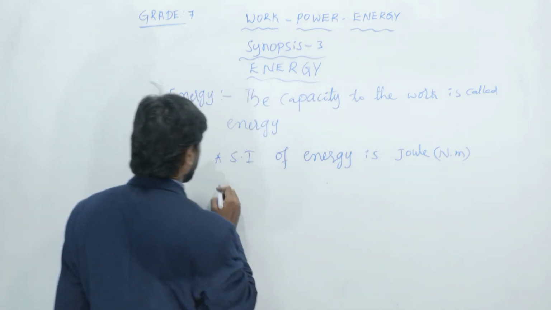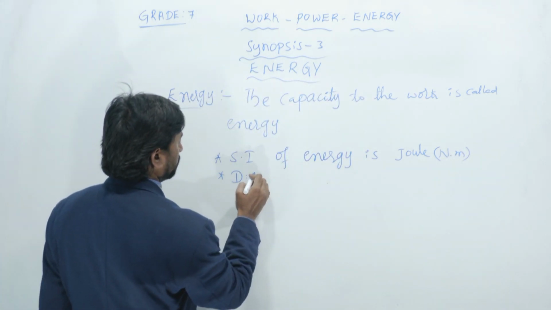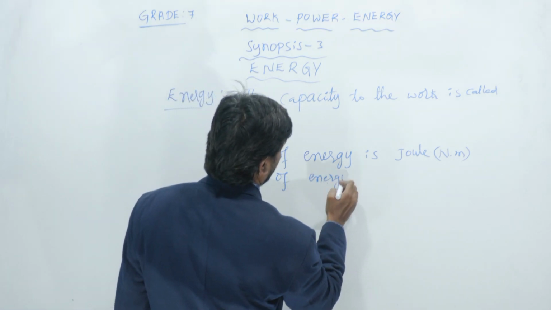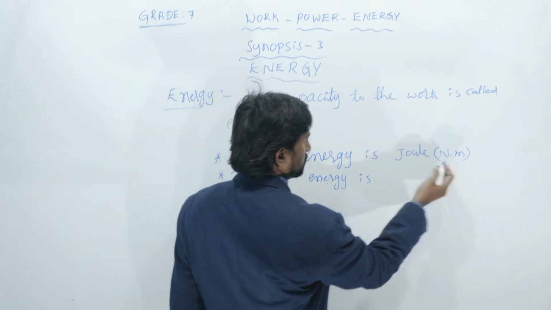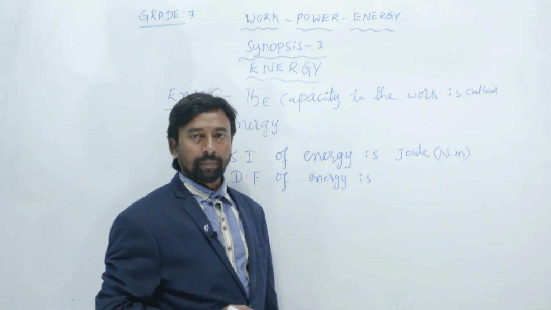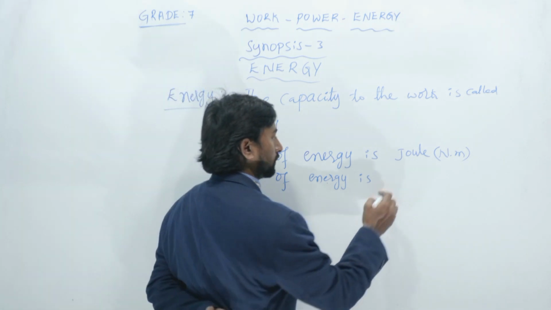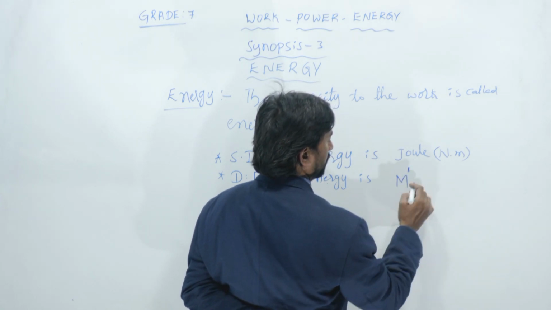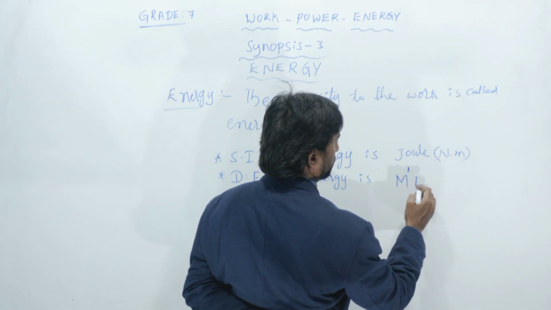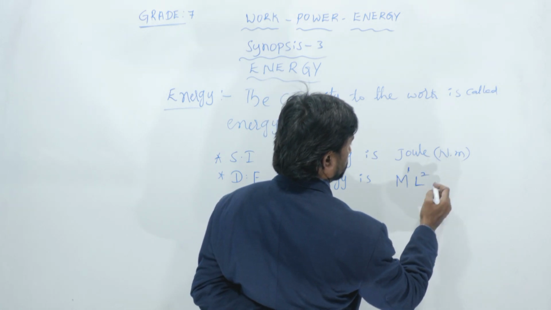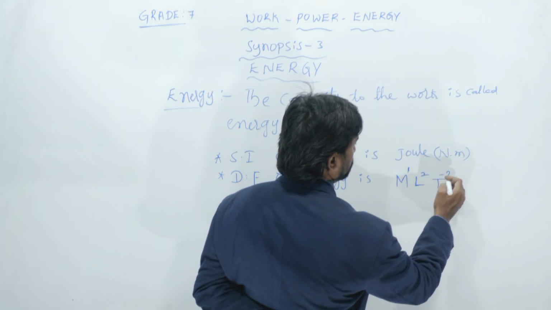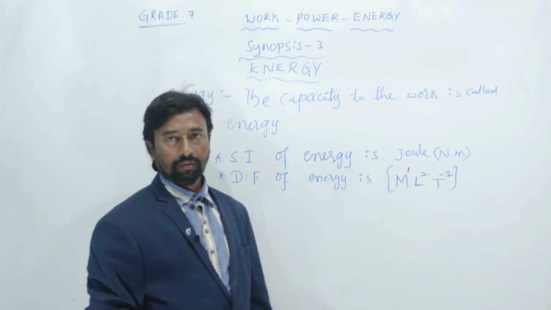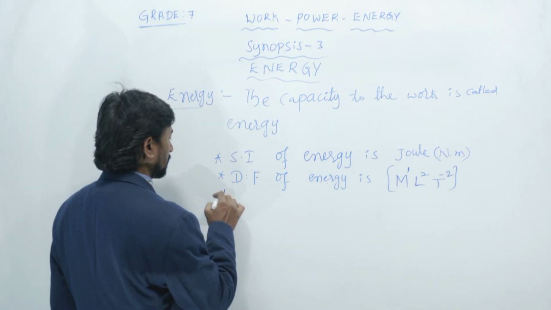Now the dimensional formula of energy. Joule, or Newton meter, is nothing but kg meter square per second square. Kg is the symbol of mass, so M power 1, and meter square is length, L power 2, and second square gives T power minus 2. So the dimensional formula is the same as that of work done.